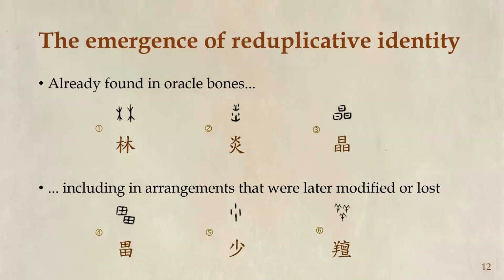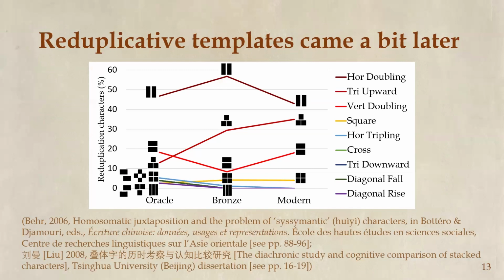So reduplicative identity is the oldest pattern. It goes back to the oracle bones. It's already seen in the very earliest inscriptions as shown in 1, 2, and 3. Now, sometimes there are arrangements of reduplicated forms that have been changed or reanalyzed in modern characters, like in 4, 5, and 6. And that's because, as I mentioned, reduplication has two phonological aspects, this templatic process and the identity process. Identity is ancient. It's the oldest pattern that I'm talking about, but the templatic shape came a little bit later. So I'm not including that in my list because it doesn't interact with the other ones directly.